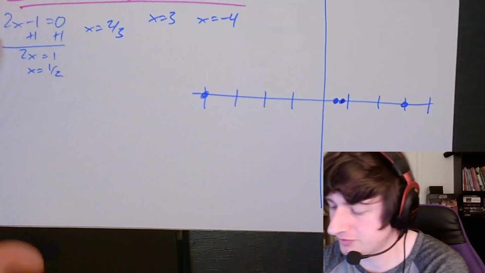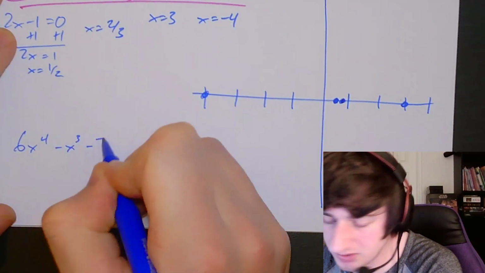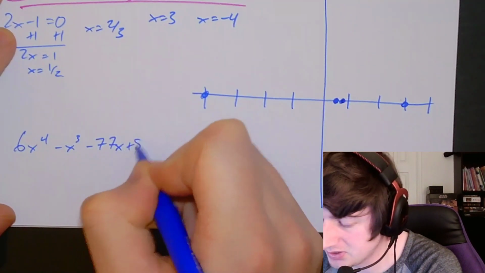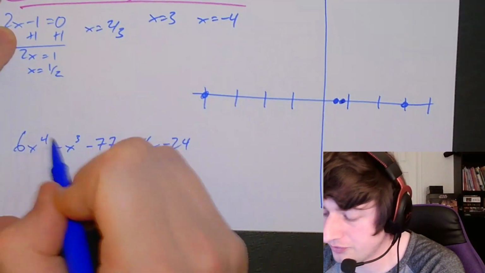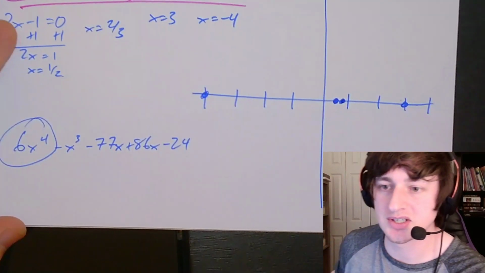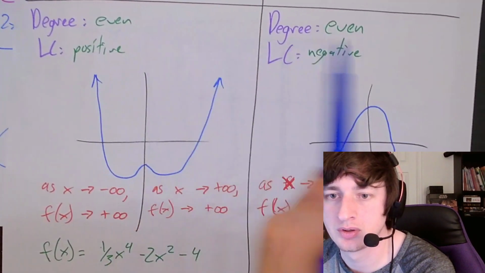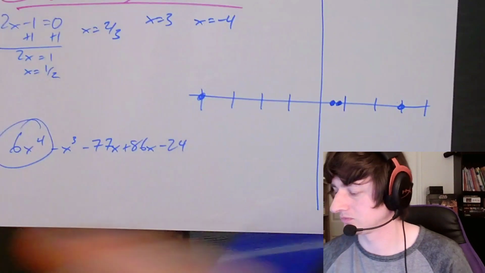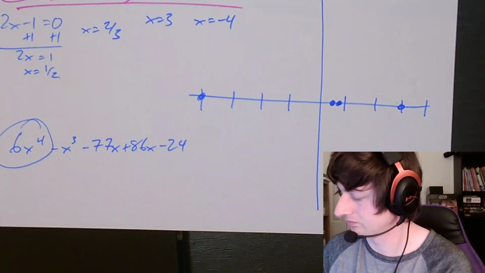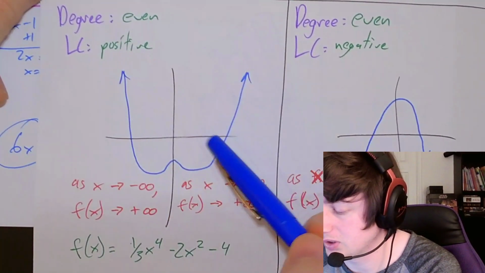Okay, my original function was 6x to the 4th minus x cubed minus 77x squared plus 86x minus 24. So my leading coefficient and my degree come from here. It's an even degree and it's positive. So I look on my chart at the even degree section. We want a positive leading coefficient. The ends are going to point up. Sorry, that was fast. So it's even degree and positive, so the ends are pointing up.